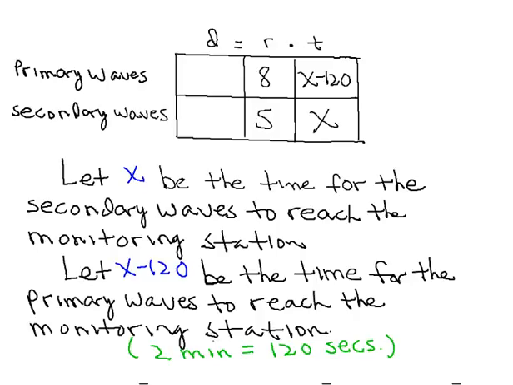And so we can easily fill in the distance column because we know that distance is equal to rate times time. So then we have 8 times the quantity x minus 120, and for the secondary waves the distance then will be equal to 5x. And we know that the distance between the epicenter and the monitoring station is the same for both waves, so our equation will be simply to equate the two expressions for distance equal to each other. So we'll take care of that next.